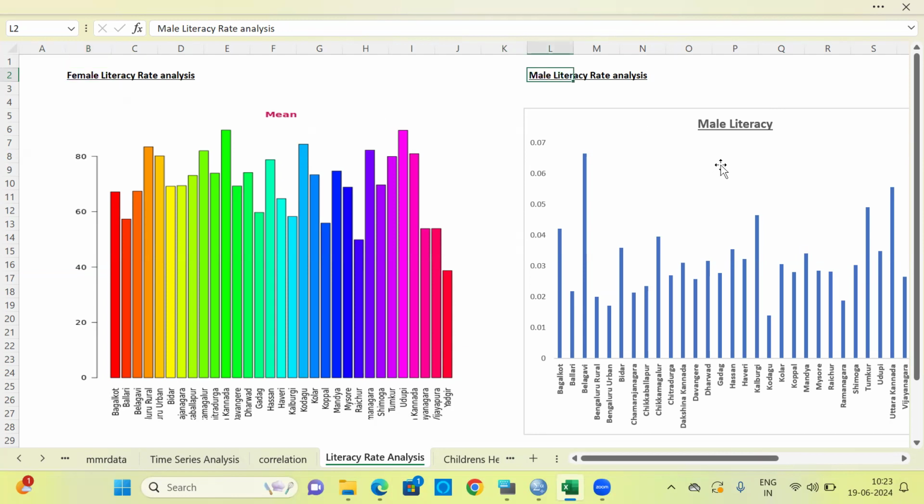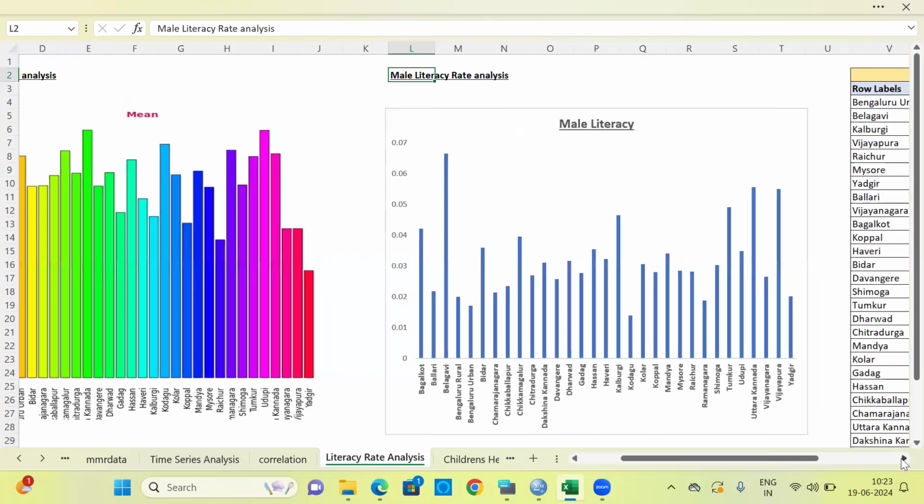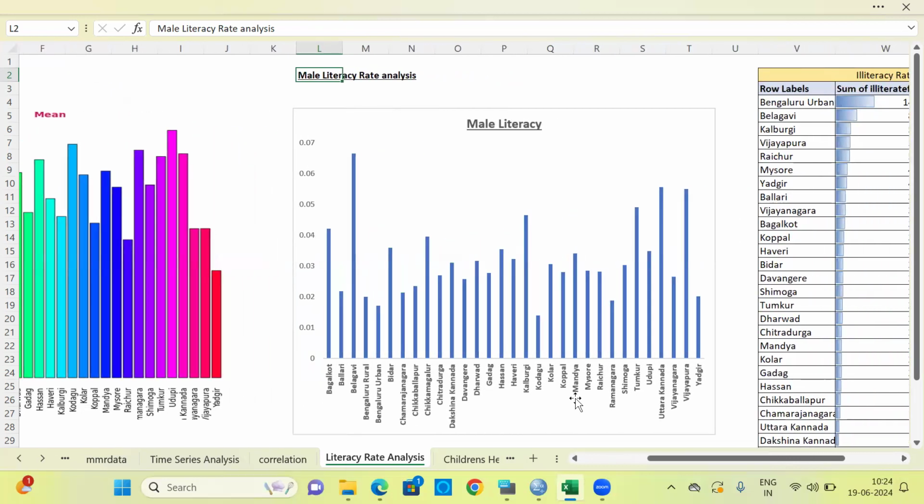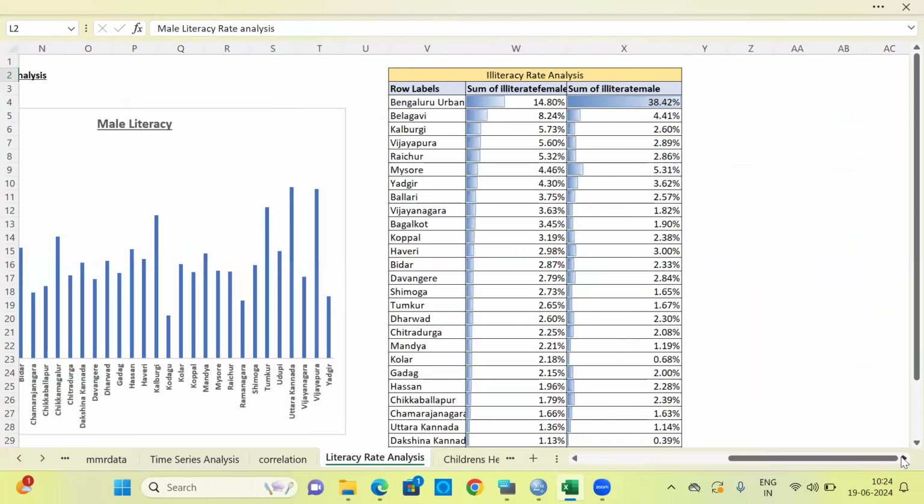Let's now proceed to study the male literacy rate. Here again, you can see a vertical bar chart. I have taken the different districts of Karnataka along the x-axis, and on the y-axis, you can see the male literacy rate. The longest bar that I'm able to see is for Belgavi, which means that for the district of Belgavi, the male literacy rate is the highest. The shortest bar is for the district of Kodagu, indicating that the male literacy rate is the lowest for the district of Kodagu.